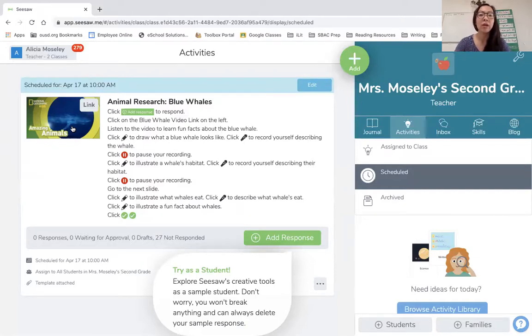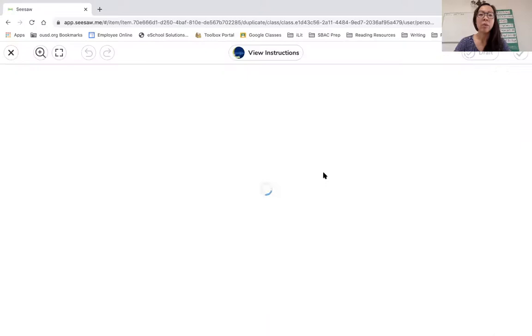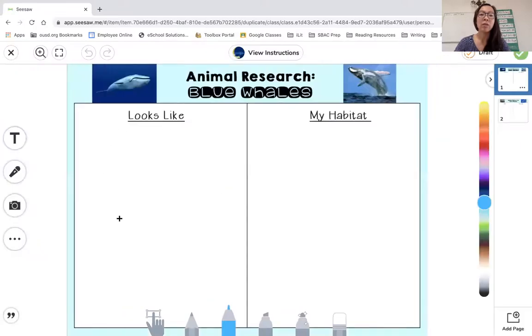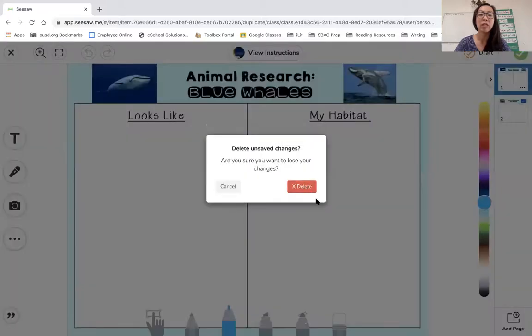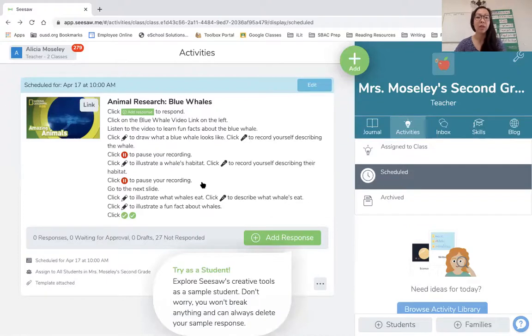After that, you're going to go ahead and add your response, and in your response, you're going to have 2 jobs. Number 1, you're going to draw a picture of what a blue whale looks like. And number two, you're going to think about the habitat that a blue whale has. So you're going to take details from your video, and you're going to make sure that you're writing or drawing that information. You can click that microphone to record yourself describing those things.